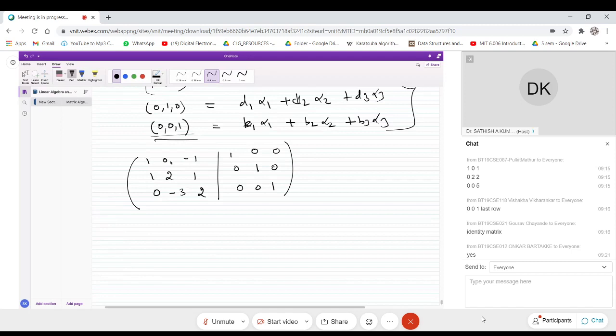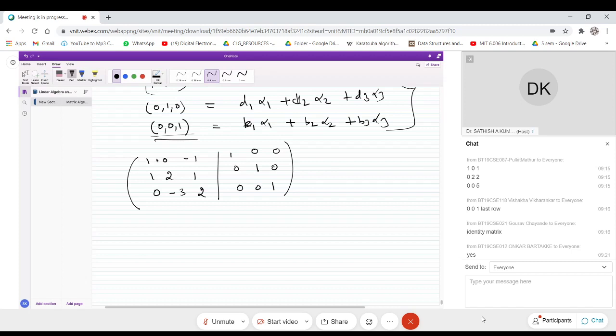So now this reduces to 1 0 0, 0 1 0, 0 0 1, and here you will get some different matrix. That is nothing but the inverse of this matrix, which will give us the linear combination of these vectors. So that is the other, shorter way of doing it.